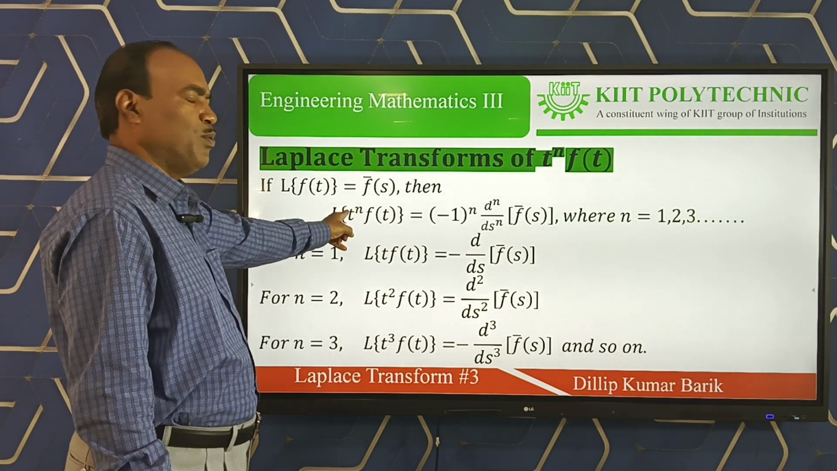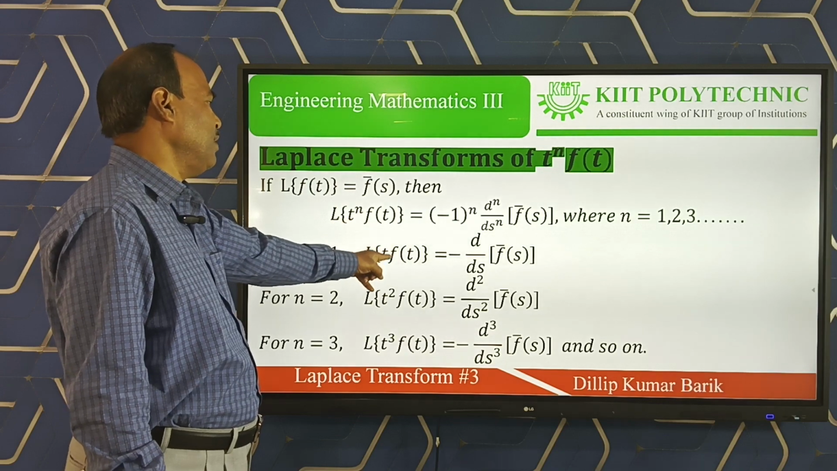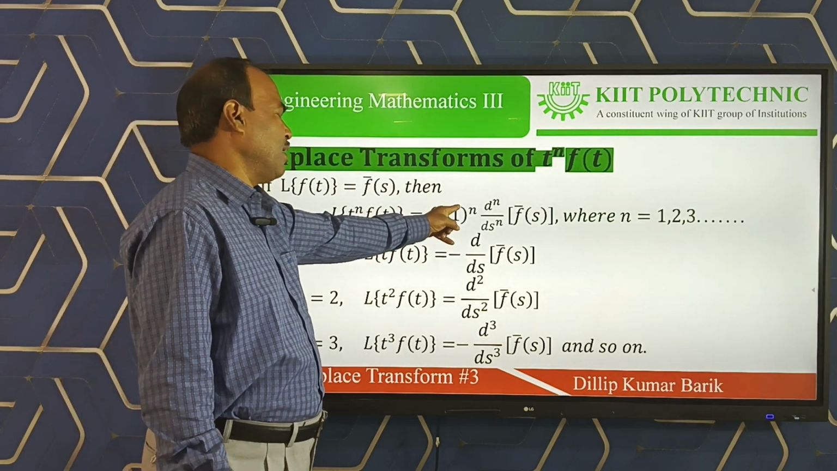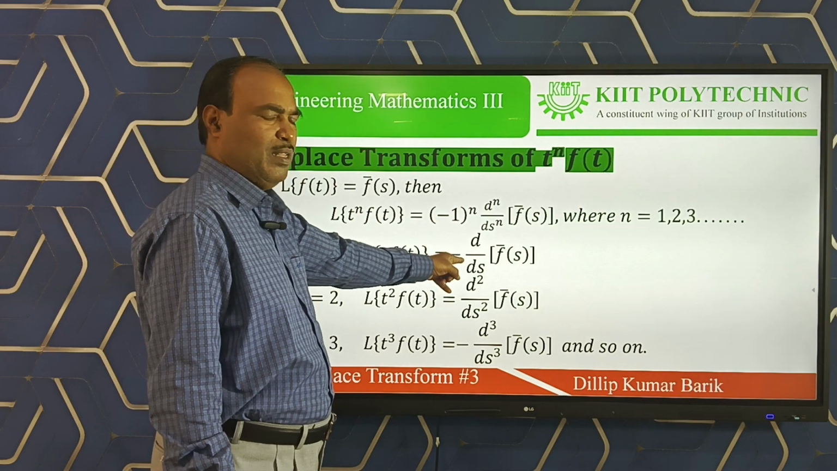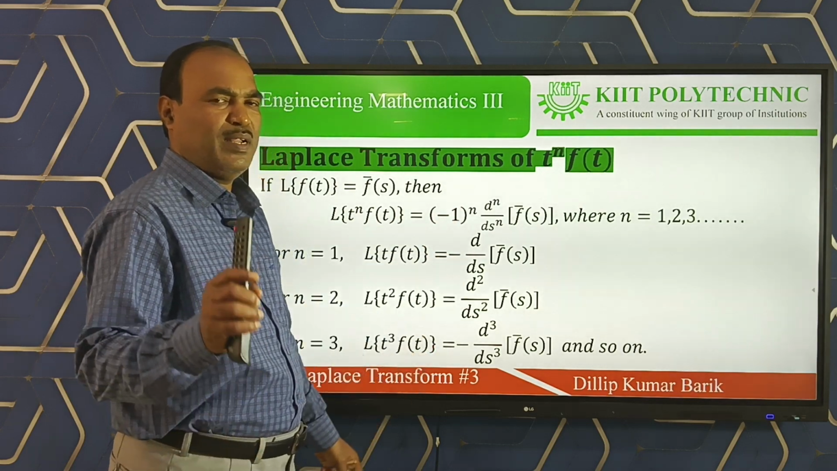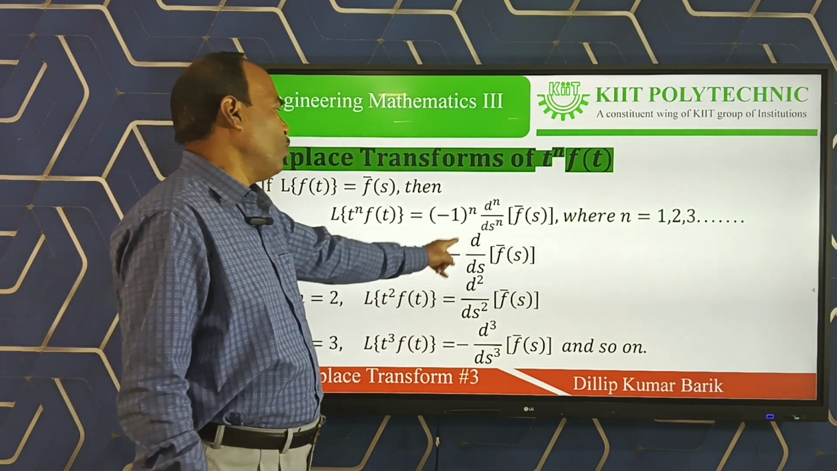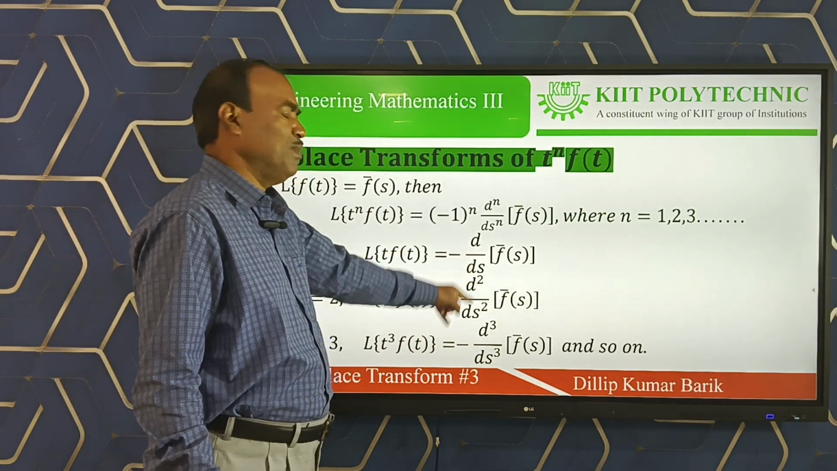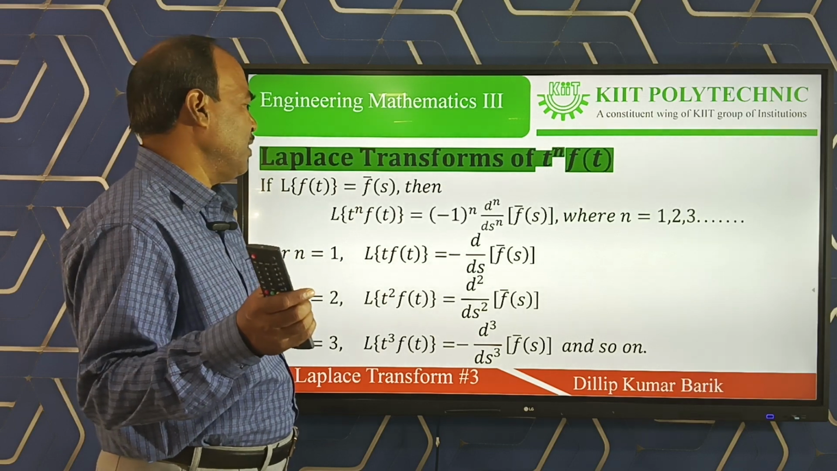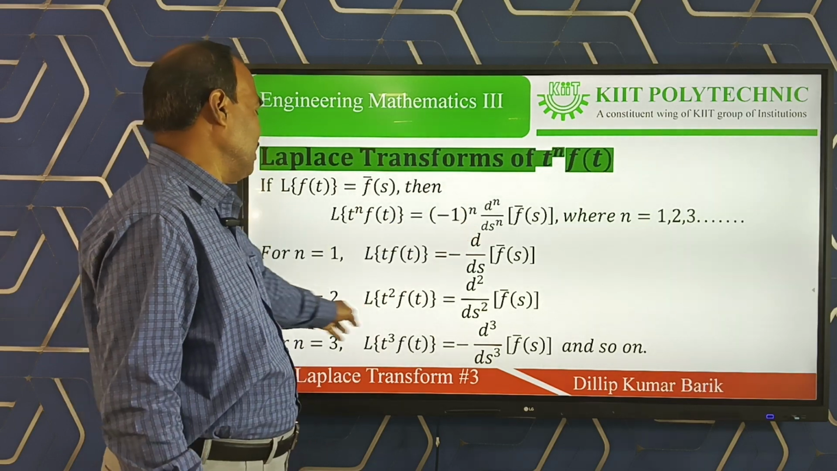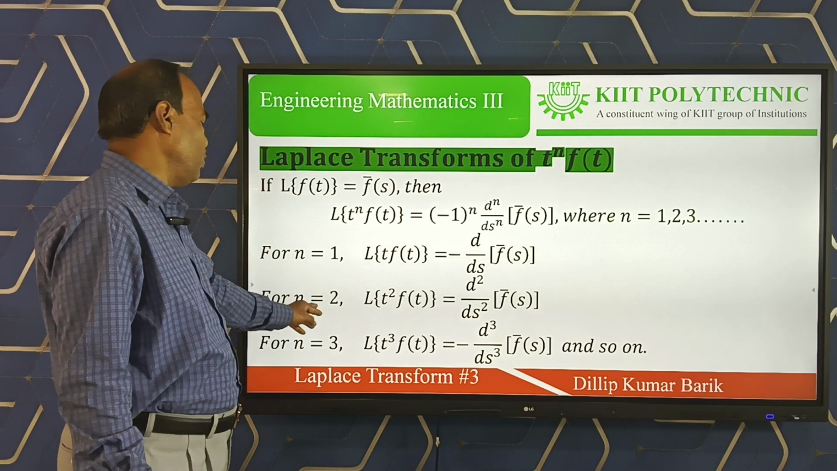Laplace of t to the power 1, meaning only t f(t). Minus 1 to the power 1 is only a minus sign, times d1 by ds1, meaning the first derivative d by ds of f bar s. Similarly, n is equal to 2.